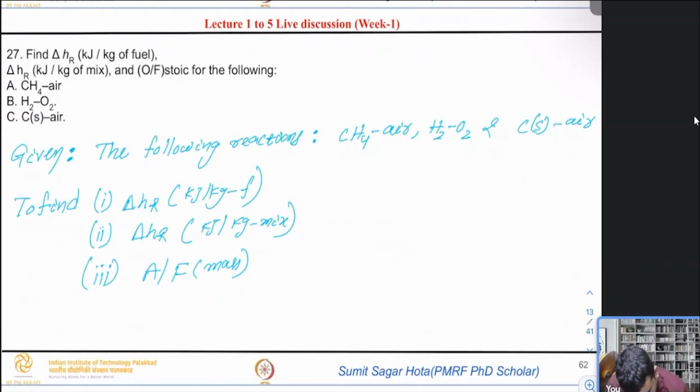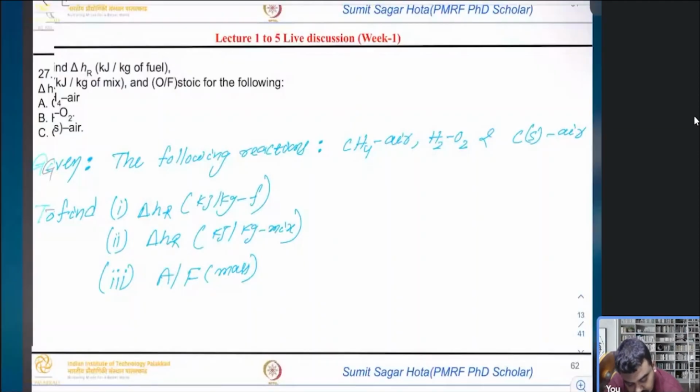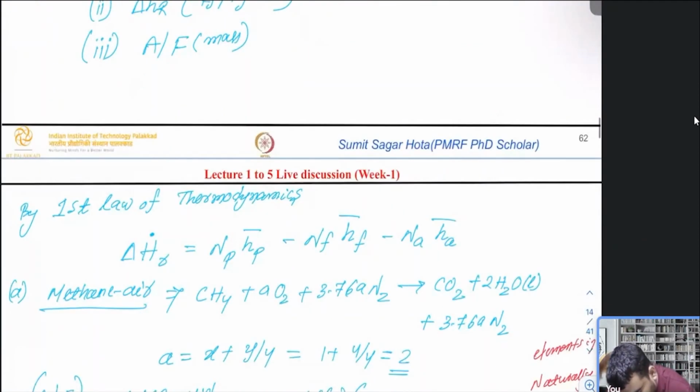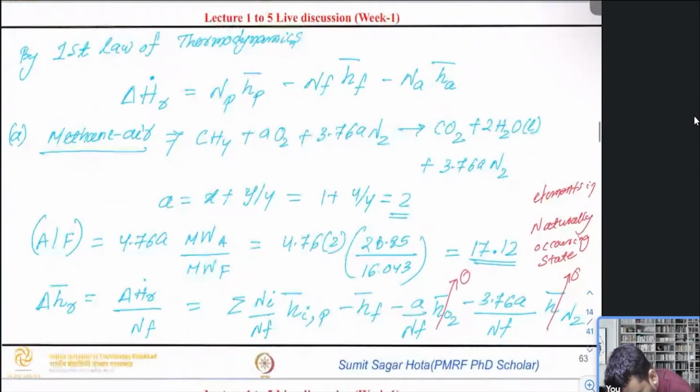Given is the following reaction: CH4 with air, H2 with O2, and C with air. To find delta HR in kilojoule per kg of the fuel, delta HR in kilojoule per kg of the mixture, and air fuel ratio on mass basis. So now just proceed to our solution.